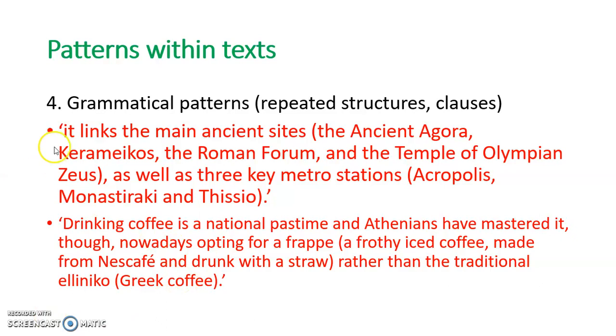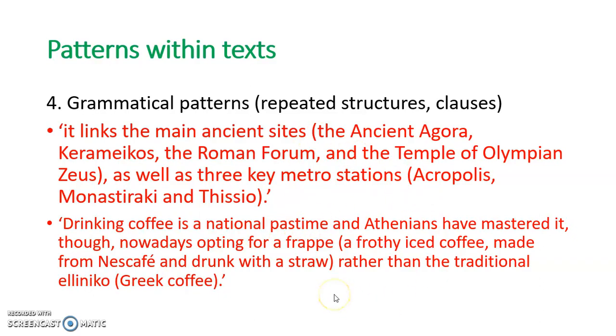So she's talking here about linking the main ancient sites and the three metro stations, which are obviously symptoms of modernity. And she literally links those together in her grammar by putting them in this sentence format where she has the brackets of ancient and the brackets of more modern.